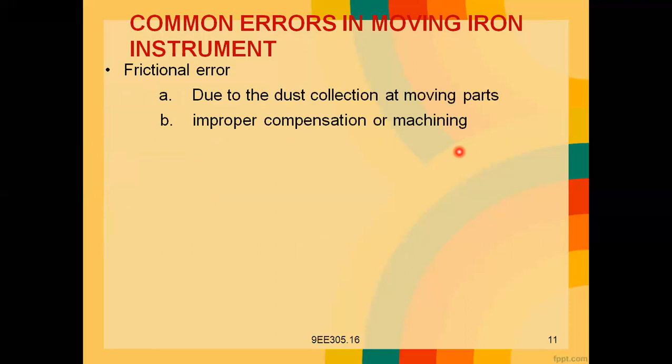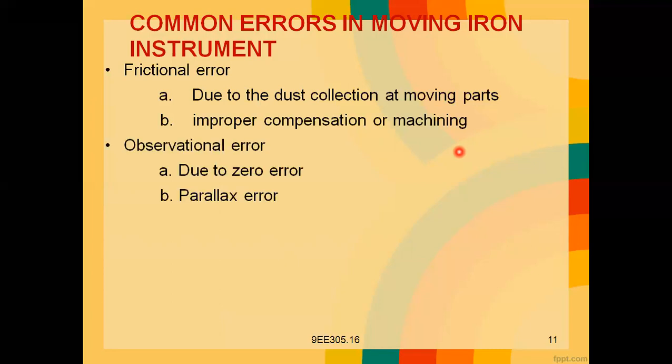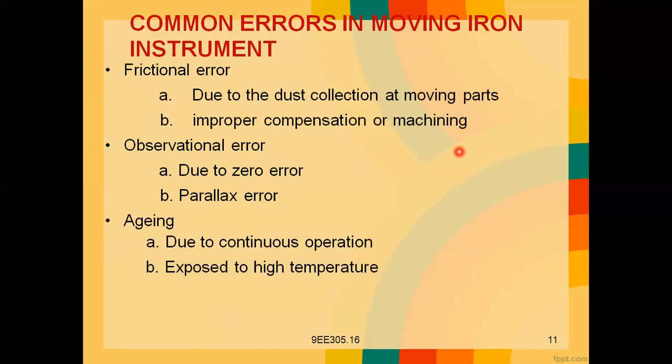While you're aligning your spindle between the jewel bearings, it should be properly aligned. The weight compensation of the pointer or the damping parts should be proper, and machining should be proper. If it is not proper, we are going to see more frictional errors. And observational errors: zero adjustment, parallax error, and aging due to continuous operation and exposure to high temperatures, as parts inside the MI instrument will get aged.